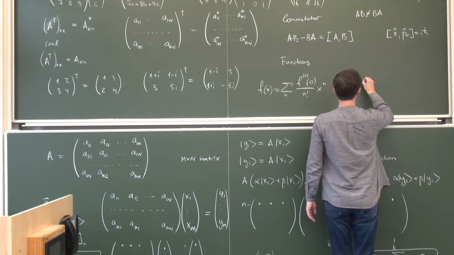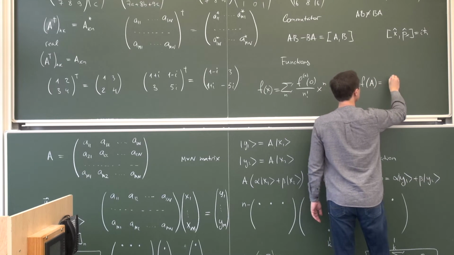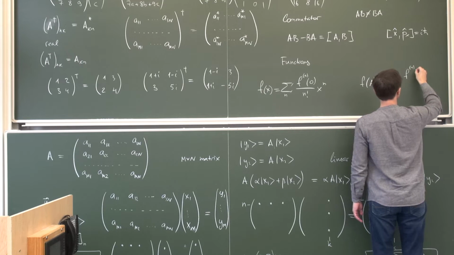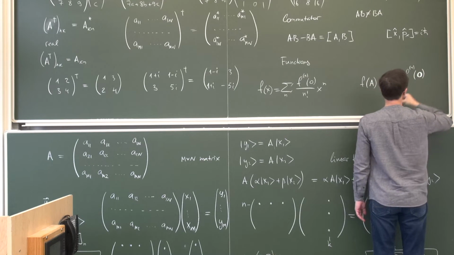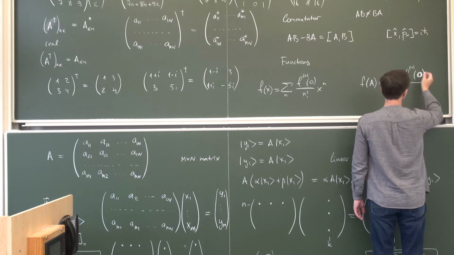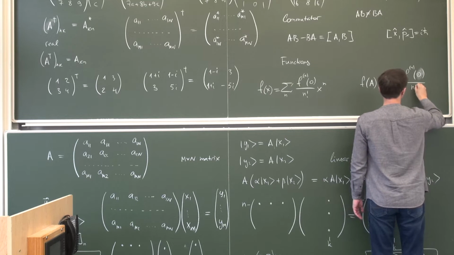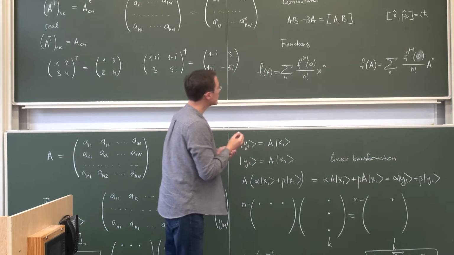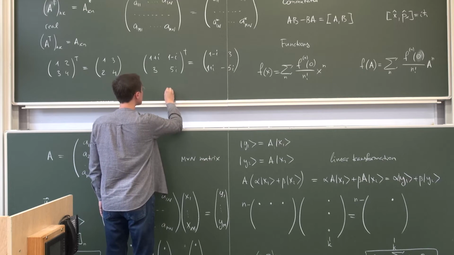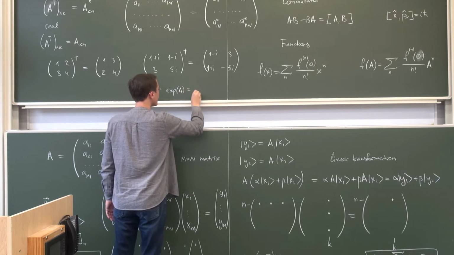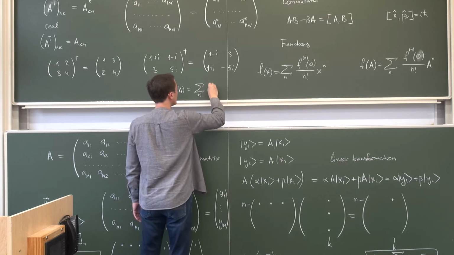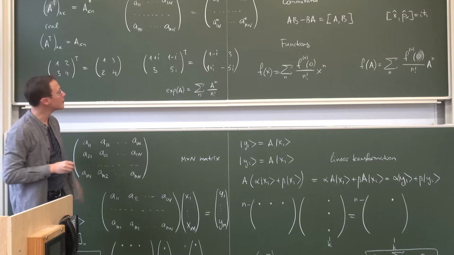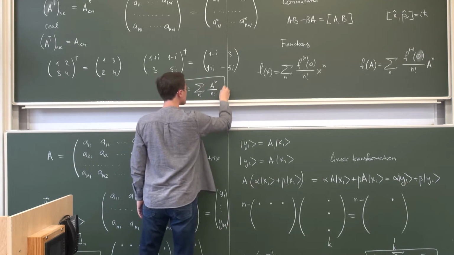And so the function of a matrix, F of A, is therefore defined in terms of the Taylor series: the sum over n of the nth derivative of F at zero, and oh wait, just scalar zero because it's a number, over n factorial, and then A to the power n. One good example of this is the matrix exponential. So the exponential of A is defined as a sum over n of A to the n over n factorial. Now, this is massively useful. This is one of the most useful relationships in physics.